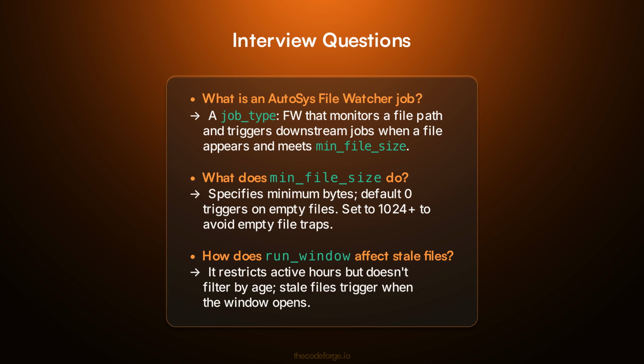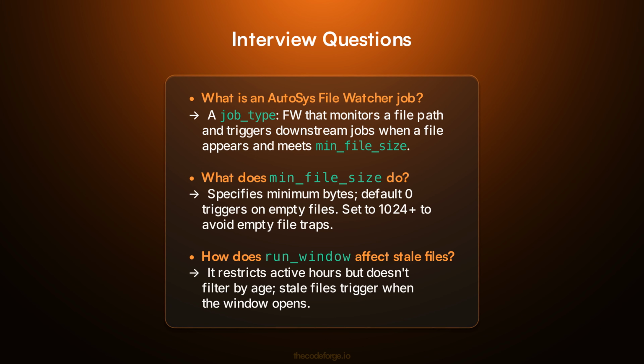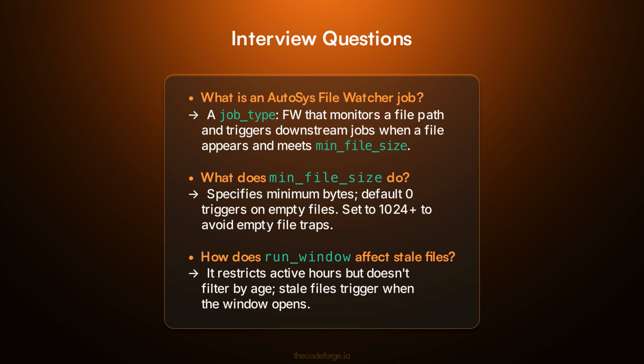Let's run through some common interview questions. What is an AutoSys file watcher job? A job type, FW, that monitors a file path and triggers downstream jobs when a file appears and meets min_file_size. What does min_file_size do? It specifies minimum bytes; the default 0 triggers on empty files. Set it to 1024 plus to avoid empty file traps. How does run window affect stale files? It restricts active hours but doesn't filter by age. Stale files trigger when the window opens.